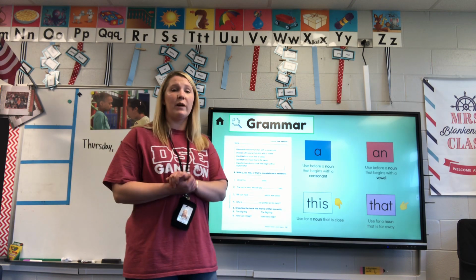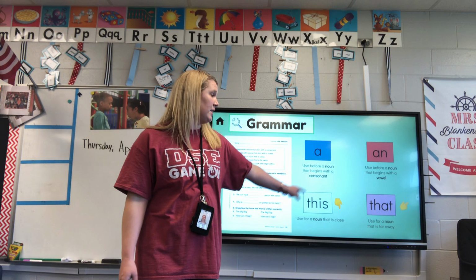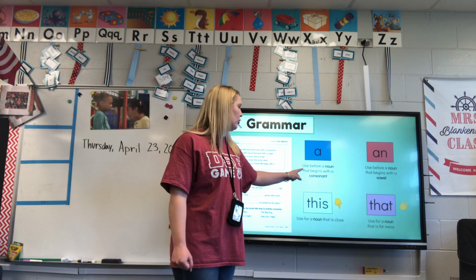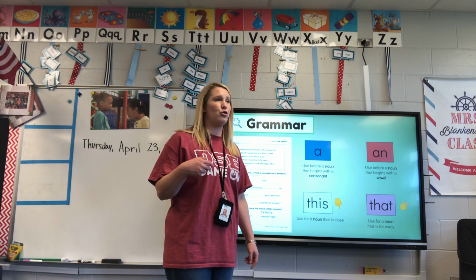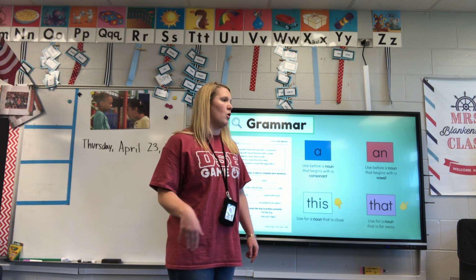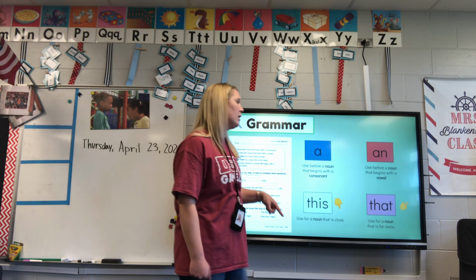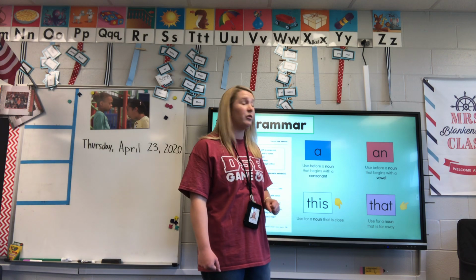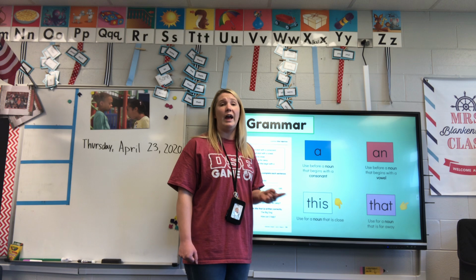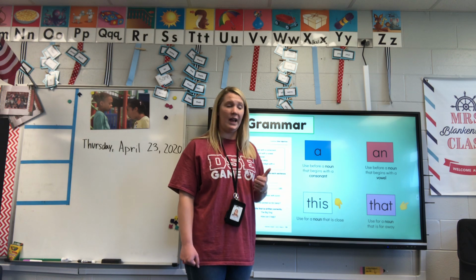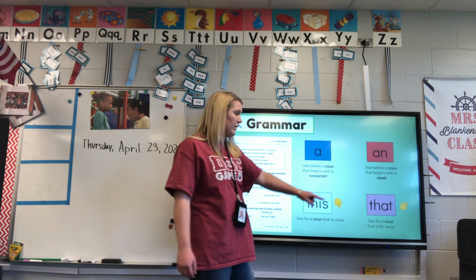Alright, once again in grammar this week we're practicing that A and an. And then we're also practicing this and that. Remember, A, use before a noun that begins with a consonant. So if it is a tree or man or house, it would be a house, a tree, a man. But if it is a noun that begins with a vowel, you'll use an. Okay, so like egg, an egg. Excellent. And then this, you use that before a noun that is close, and then that is for a noun that is far away.